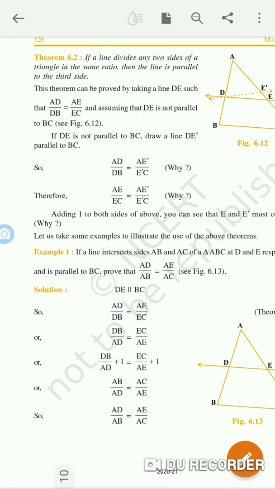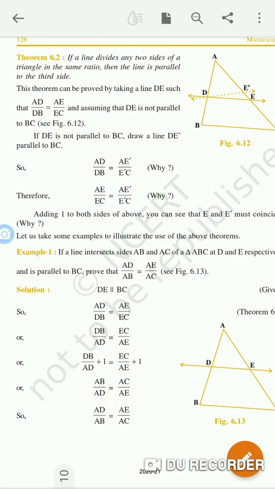Hello students. Now we will see some more examples based on basic proportionality theorem. Last time you have learnt about basic proportionality theorem and I already told you about its converse.